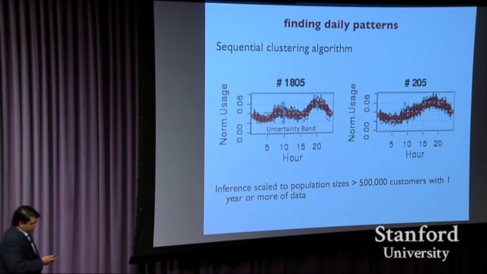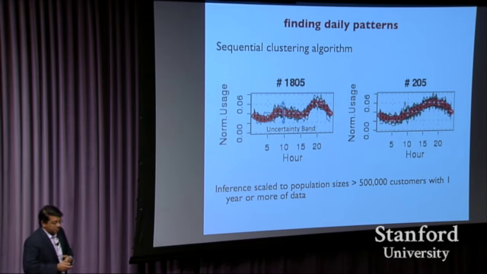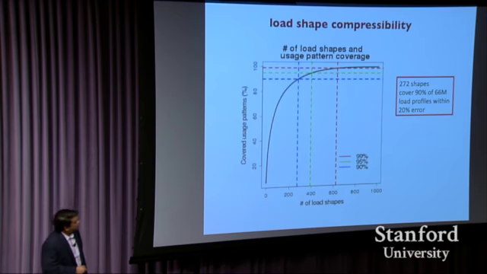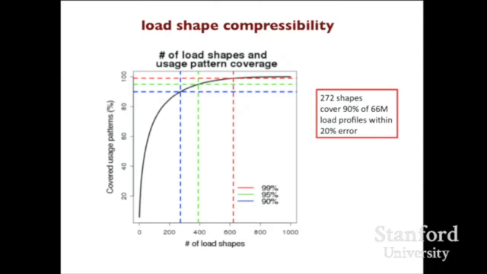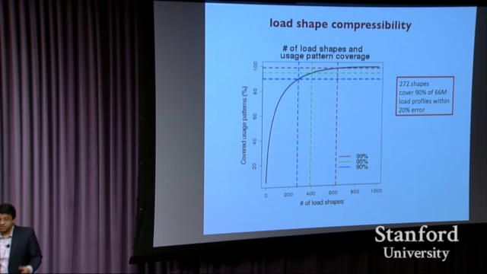Okay? So we ran this algorithm on the whole data set, and we saw how many load shapes I need to capture the whole population. So here's the curve. Here I have a curve that says the number of load shapes that I need to cover a certain percentage of all of my 66 million load shapes, where covering means the load shape is within 20% error from this representative in the dictionary, okay? And you can see here, with 272, I can cover 90% of 66 million. So there's a very small number of load shapes, okay?